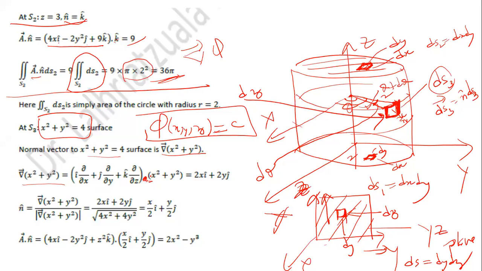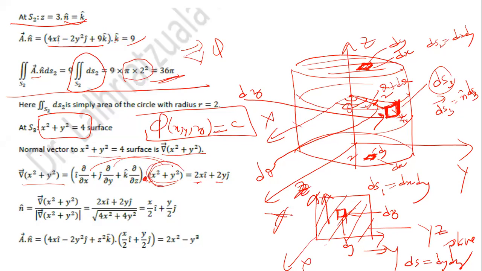And when you take the grad here, you have to differentiate this with respect to x. Differentiation of x square is 2x, differentiation of y square is 0. So therefore the i cap coefficient will be 2x. And here, differentiation with respect to y: differentiation of x square is 0, differentiation of y square is 2y. So 2y into j cap, the second term.